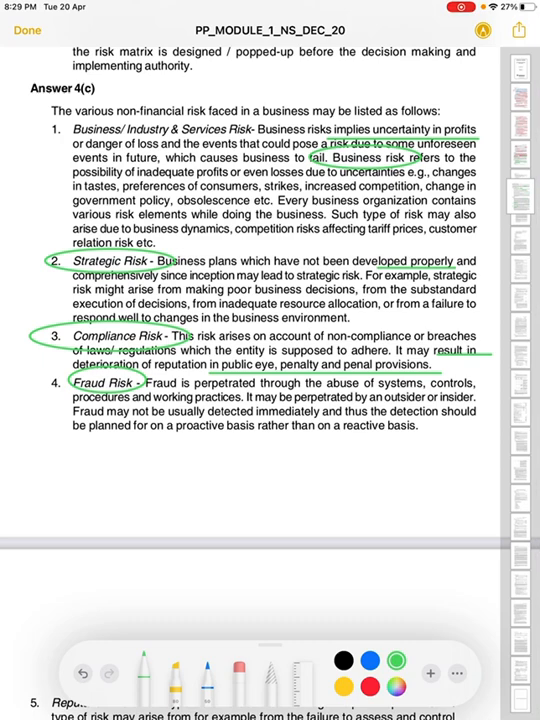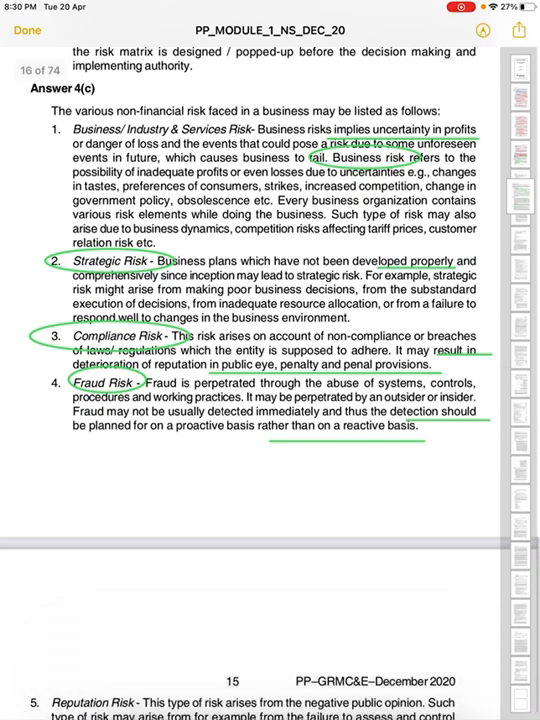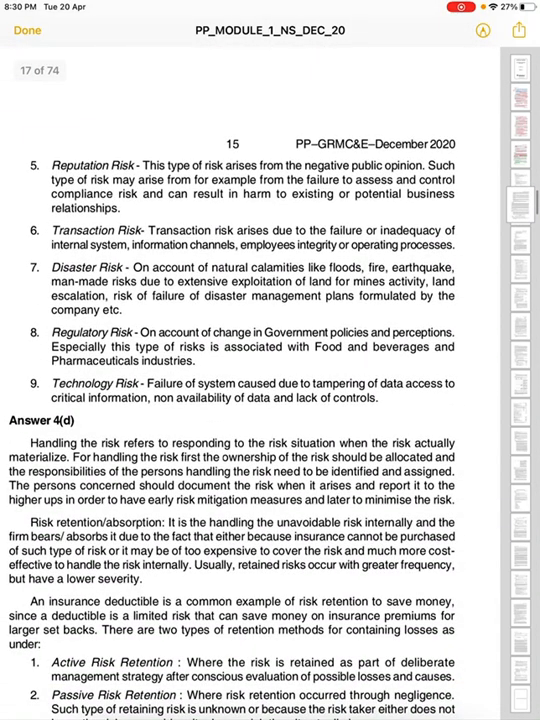It may be perpetrated by an outsider or an insider. It could be done by any party. Fraud may not be detected immediately, and thus detection should be planned for on a proactive basis rather than on a reactive basis. Also, we have reputational risk, transaction risk, disaster risk, regulatory risk, and technological risk.